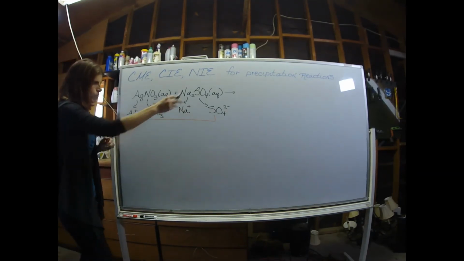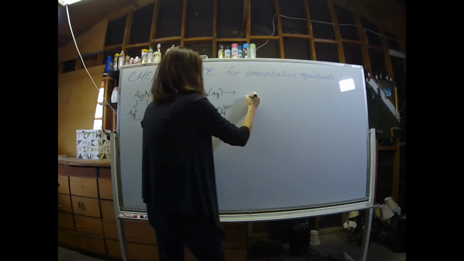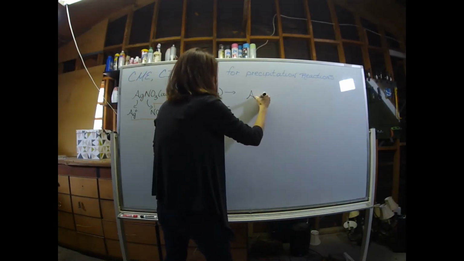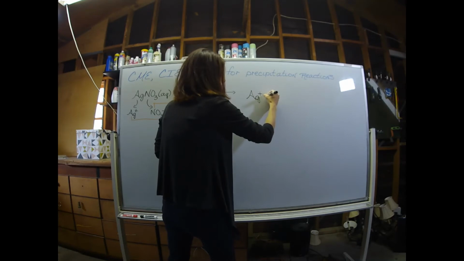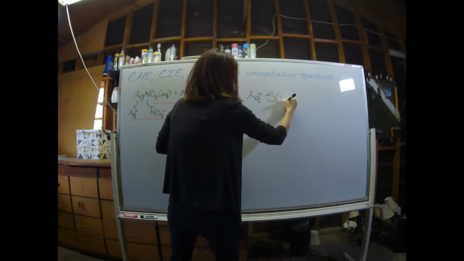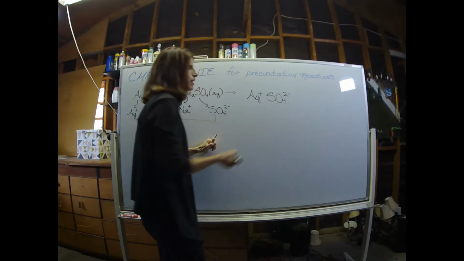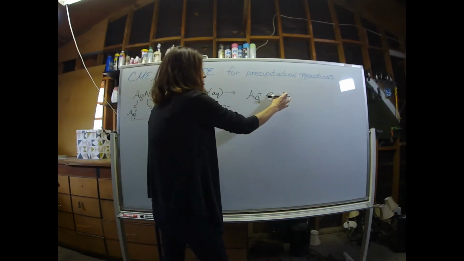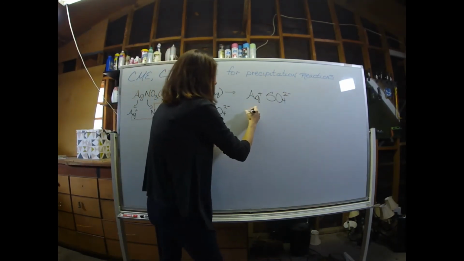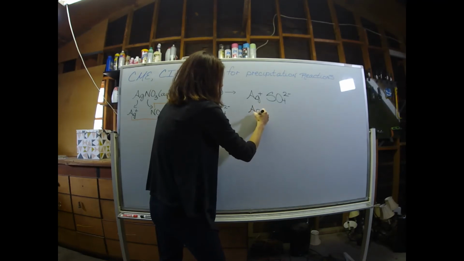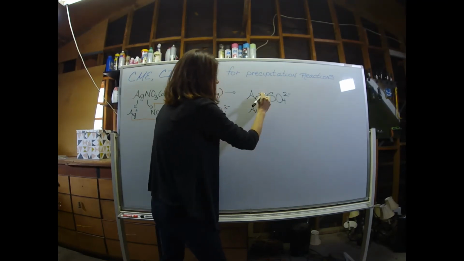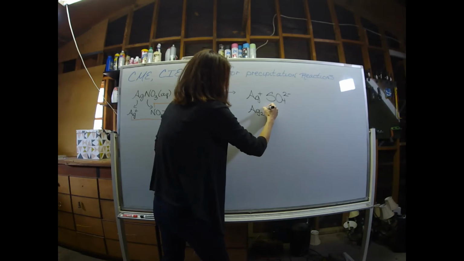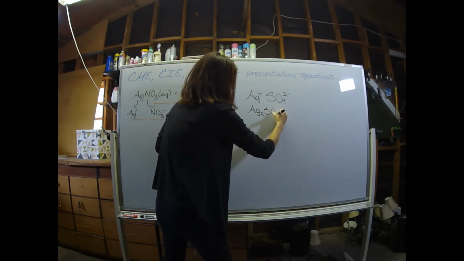So again, this is just all scrap work over here. I always take my time and check my crisscrosses. Don't skip steps. So this 2 is going to come down and become a subscript. So we're going to have Ag2, and then the +1 is not going to matter. So we'll just write SO4.